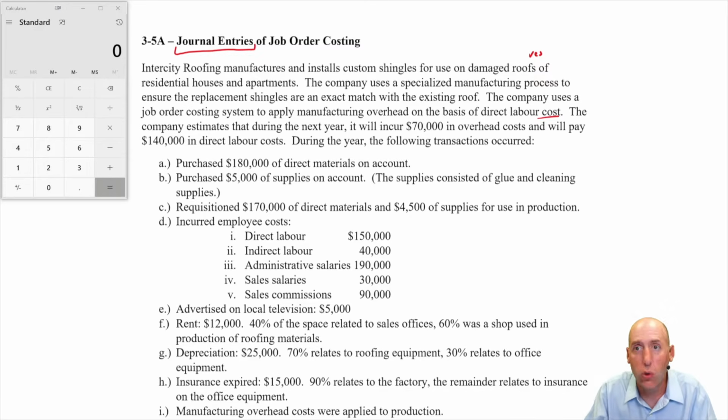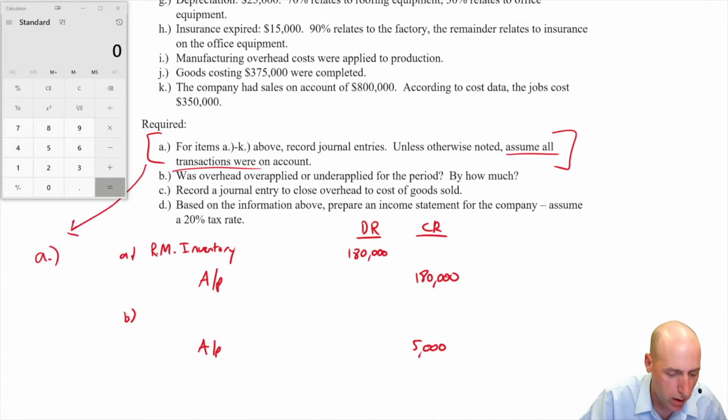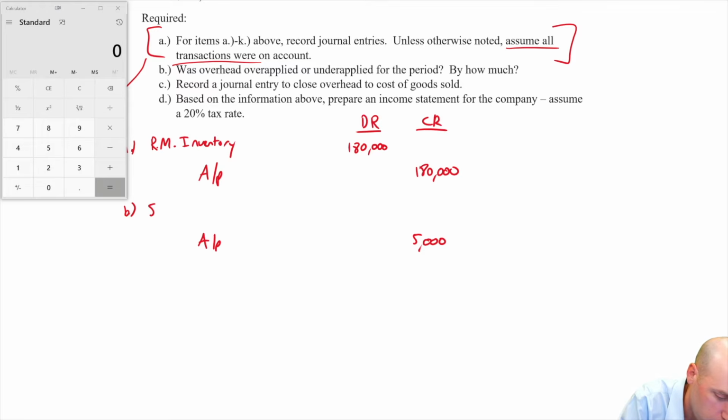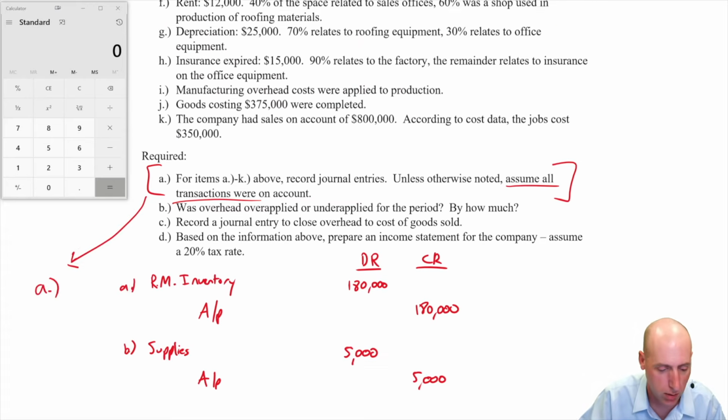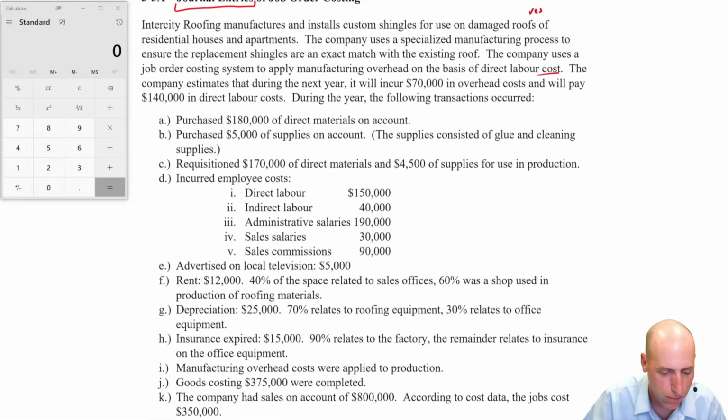Once I start gluing my tiles or whatever it is that I'm doing, my shingles, and cleaning the shop floor and using the supplies, that's when it becomes an indirect factory cost. Looking back to chapter 2 of this course, we know indirect costs in the factory are overhead costs. But right now, we just bought some supplies, debit supplies. Not supplies expense, just plain old supplies. Supplies expense is for when we use up supplies, but we're not using them up yet.